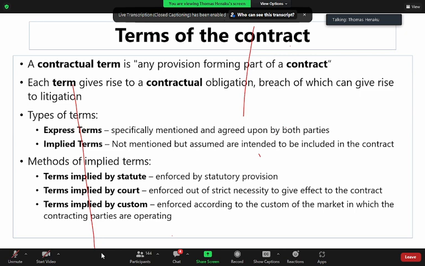make progress. Okay, so the next thing that I'm looking at is terms of the contract again, which are also an aspect of the elements of a contract.